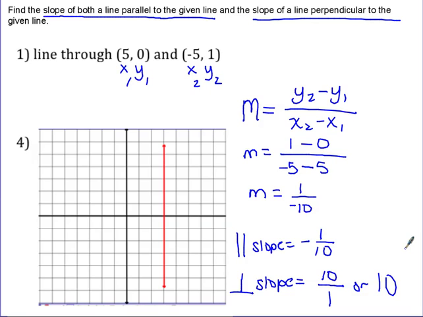And since the last one was negative, this is going to be positive. Okay, so if you want, you can go ahead and try 2 and 3 on your own, or you can wait till we're done with 4. It's up to you. We're going to go ahead and do number 4.